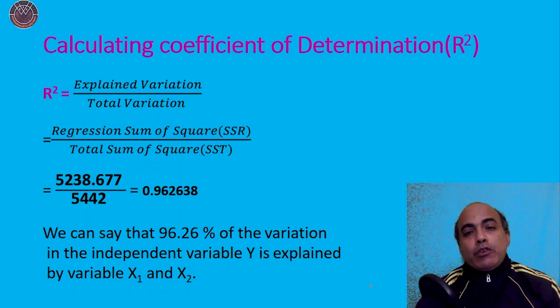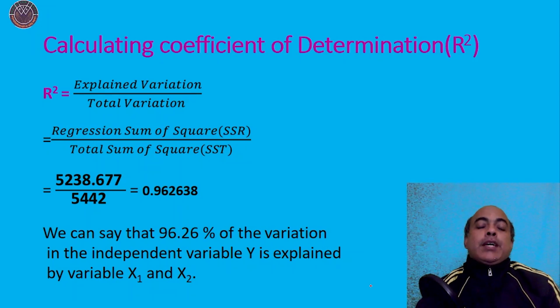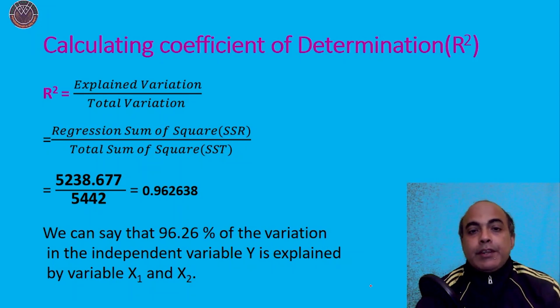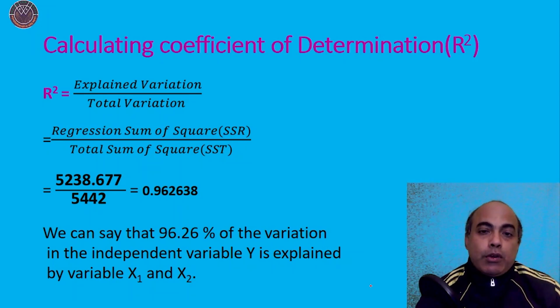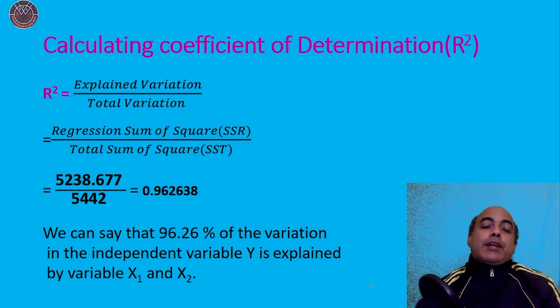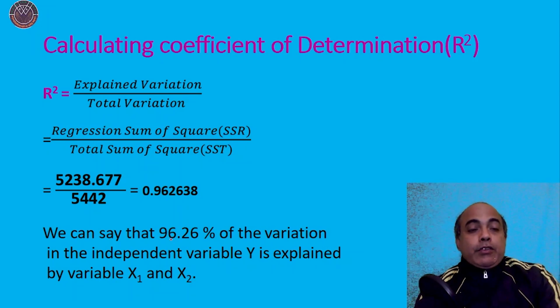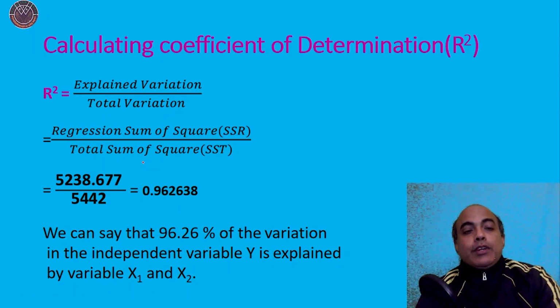If the value is very close to 1, our multiple regression is quite strong, and we are able to get the best line for it. We are able to reduce the residual value, and our multiple regression is quite powerful in estimating the values of y, the dependent variable. The formula for r square is explained variation by total variation, so it is regression sum of square by total sum of square.